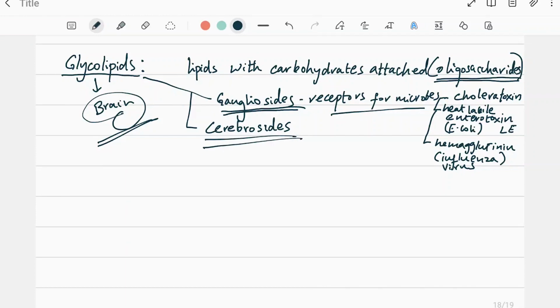Then you have the cerebrosides. That's another type which is found in your brain, and they also play a role in the making up of the membrane in the brain. Now, we'll just talk about some of these glycolipids in the context of blood grouping.